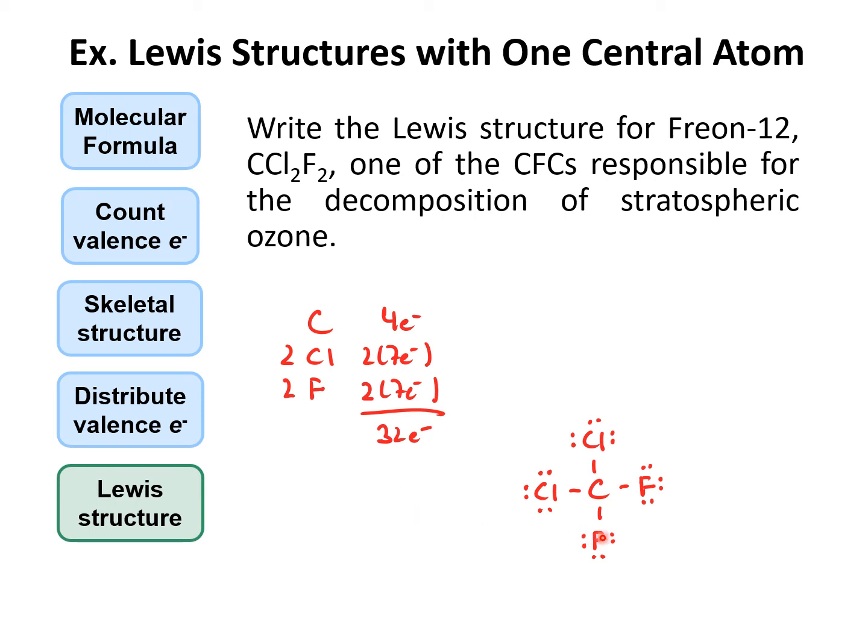We should note here that fluorine, which is one of the elements that must obey the octet rule, has 2, 4, 6, 8 electrons. And this is true for both of the fluorine atoms. Carbon also must obey the octet rule, and we have 2, 4, 6, 8 electrons for carbon. And so this is the correct Lewis structure for dichlorodifluoromethane. Finally, you'll note that even though chlorine does not have to obey the octet rule, in this case it does indeed have an octet, 2, 4, 6, 8 electrons.